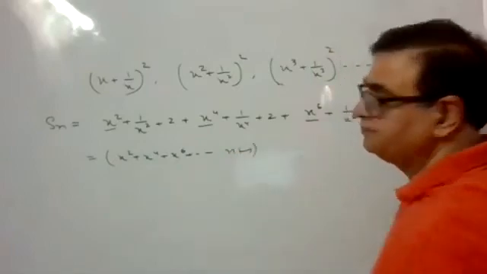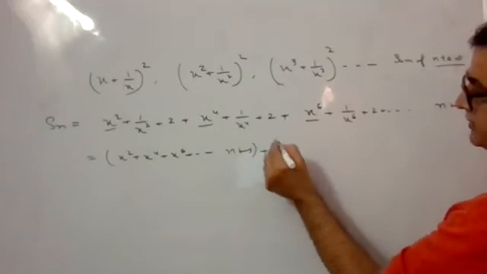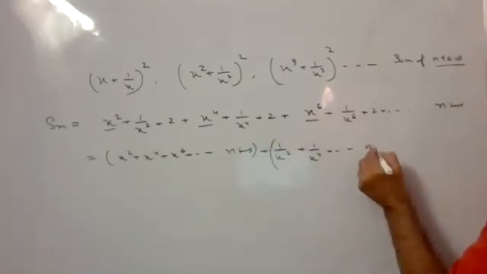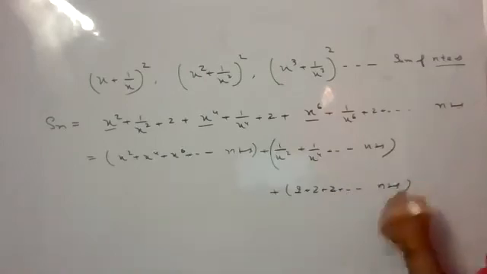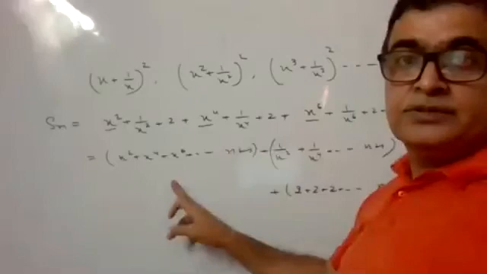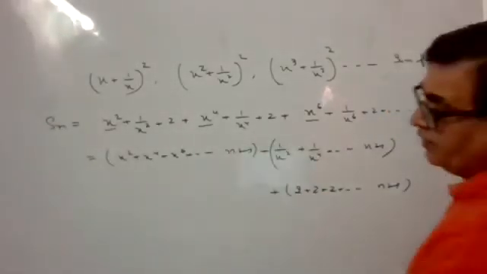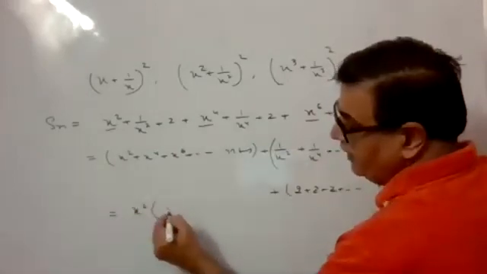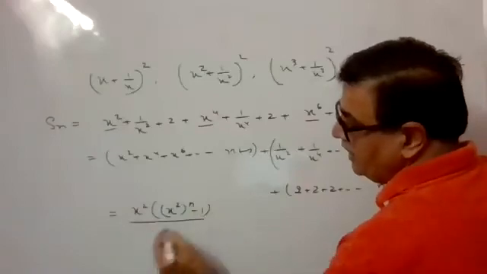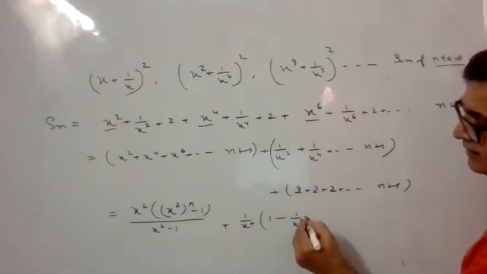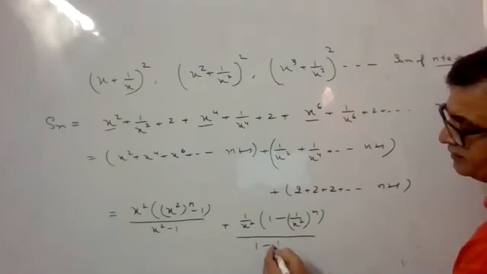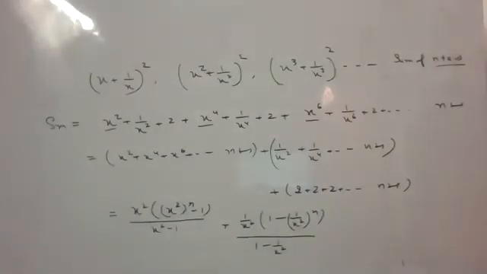This is n terms. Then the second series will be 1 by x square plus 1 by x power 4 till n terms. And the last term will be 2 plus 2 plus 2 till n terms. It is a GP of n terms. What will this come to? The formula says a will be x square, x square power n minus 1 by x square minus 1. For the second, a is 1 by x square: 1 minus 1 by x square whole power n by 1 minus 1 by x square. And the third case: 2, 2, 2, 2, so it will be 2n. This will be the answer.